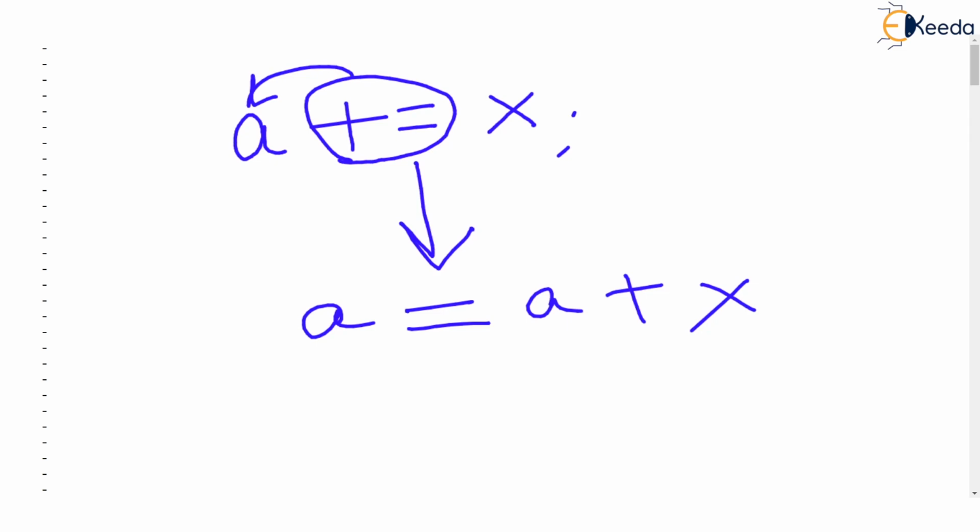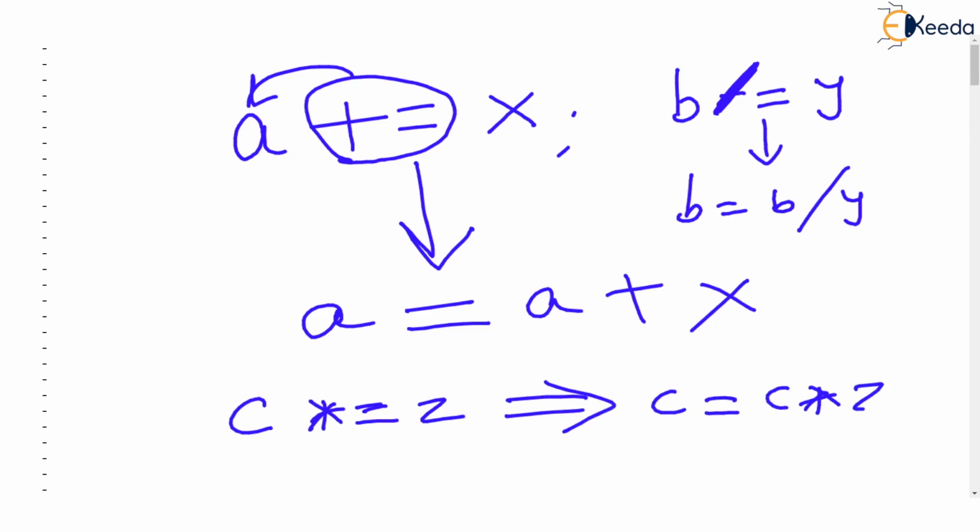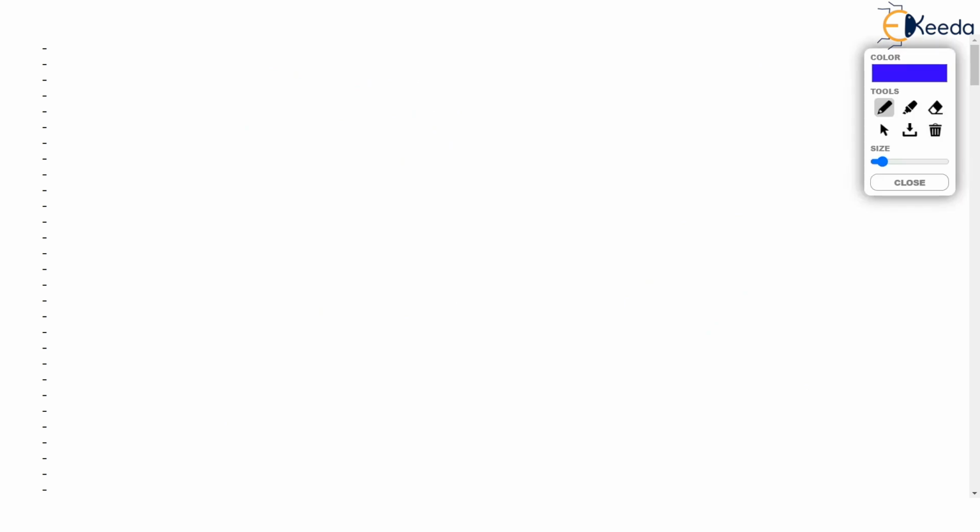Similarly, if we have B slash equal to Y, then this is actually B is equal to B divided by Y. And if we have C star equal to Z, then this is actually C equal to C multiplied by Z. Now, let's come back to the plus equal to operator.